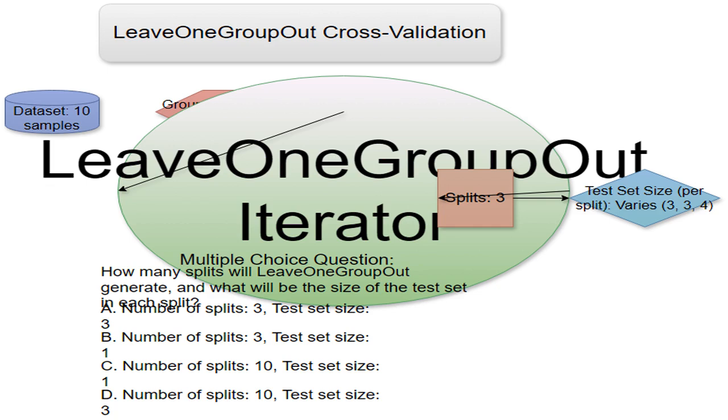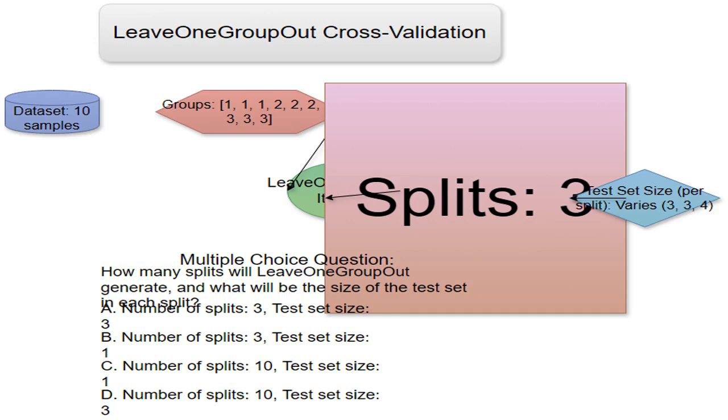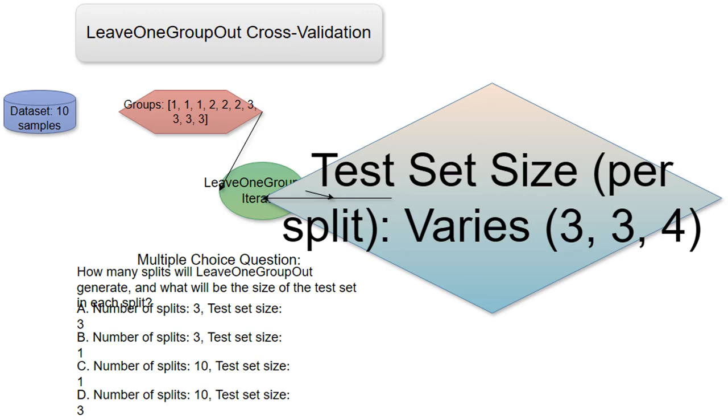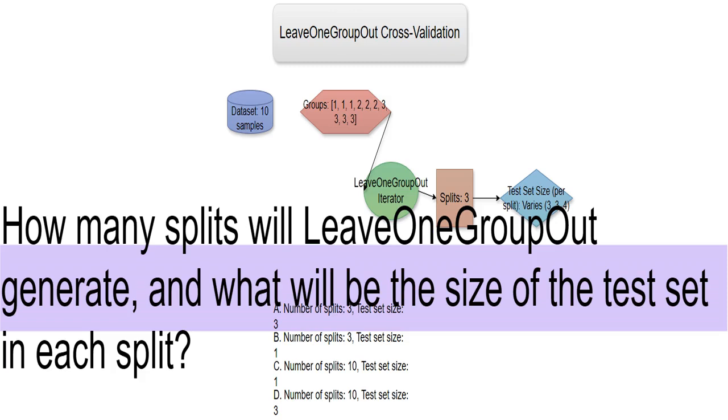It's all automated. Because I have 3 unique groups, LOGO creates 3 separate splits. Each split uses a different group as the test set. The test set size varies. In the first 2 splits, the test set has 3 samples, from groups 1 and 2. In the third split, the test set has 4 samples from group 3. This is the core question: how many ways can I split my data using LOGO, given the group structure?